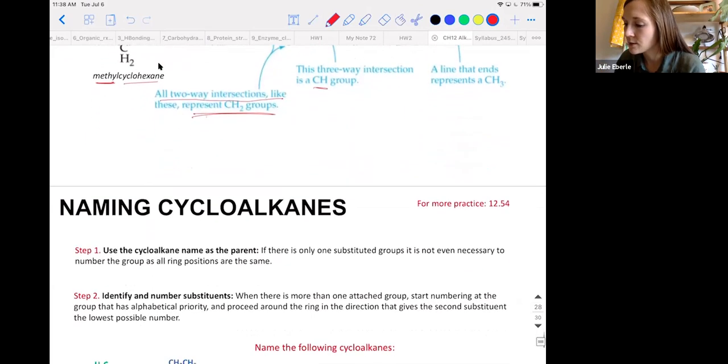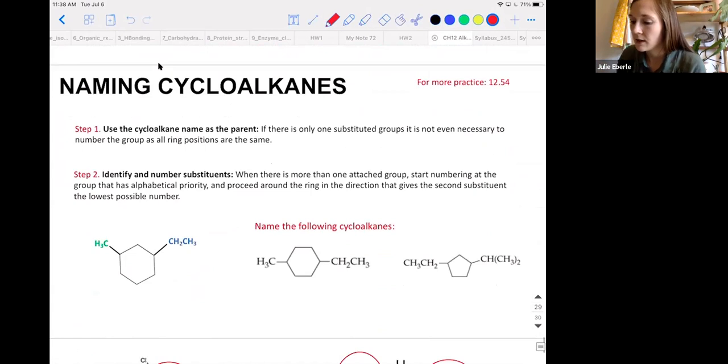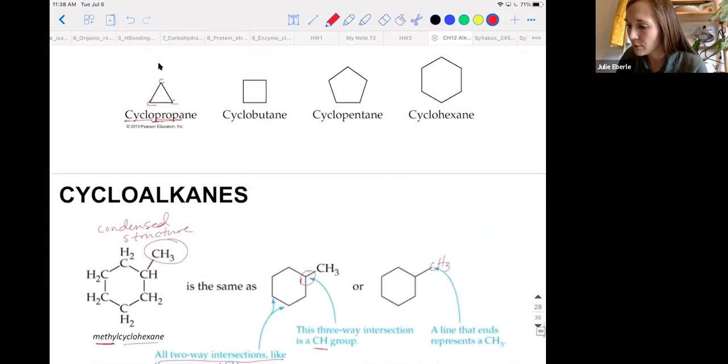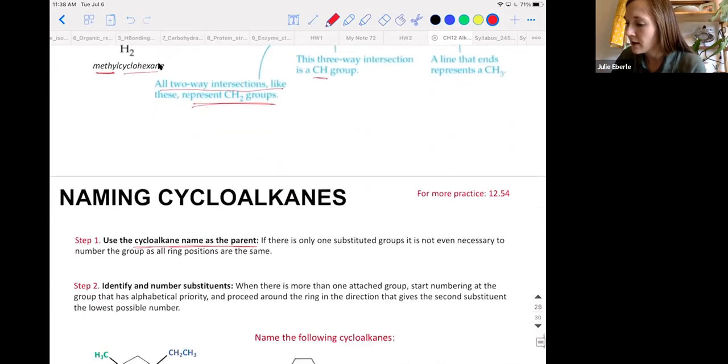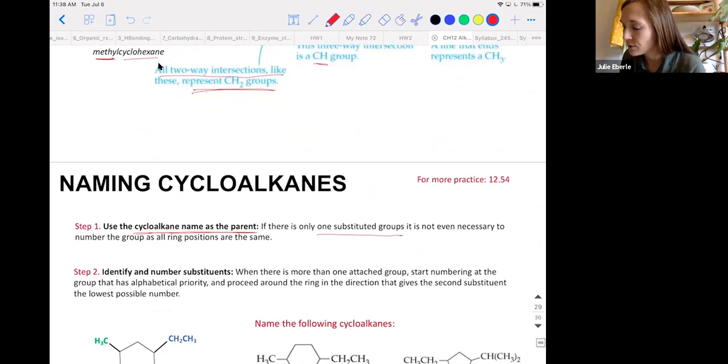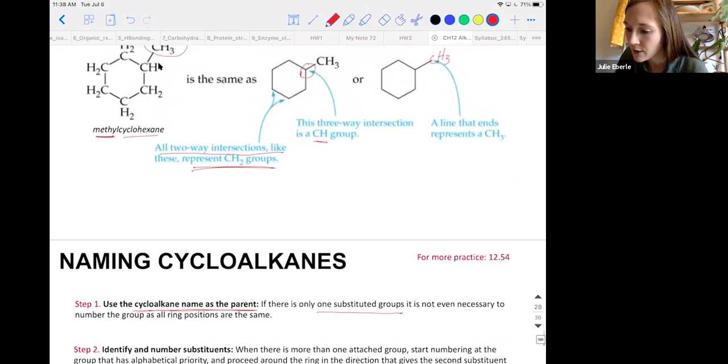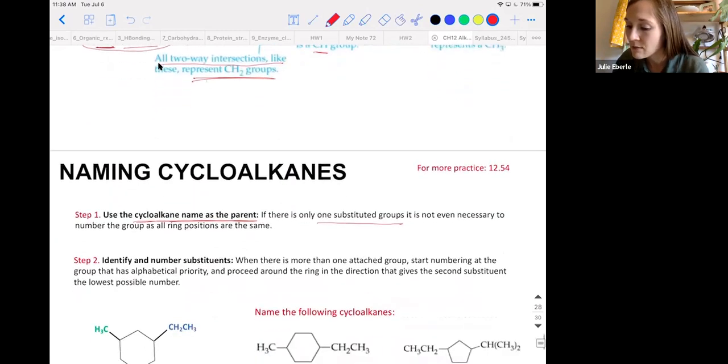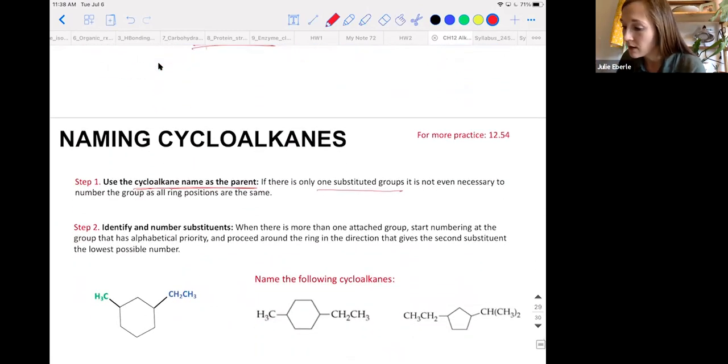All right, here are the specific rules for naming cycloalkanes. Number 1, use the cycloalkane name as the parent. Those are like the names we talked about, right up here: propane, cyclobutane, pentane, hexane. If there is only one substituent group, it's not even necessary to number the carbons, period. That's why here it's not one methyl cyclohexane. You just call it methyl cyclohexane. It doesn't matter if the 1 is there or not because you only have one substituent. But the moment there is more than one attached group, you have to identify and number them. Start numbering at the group that has alphabetical priority.